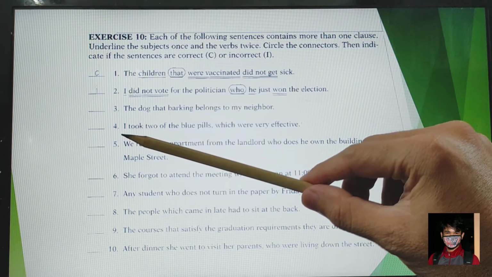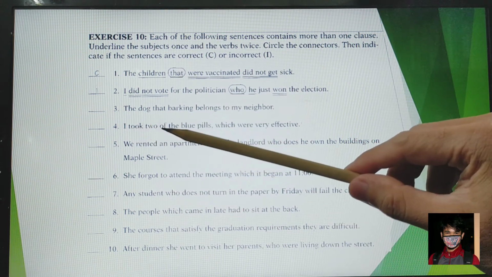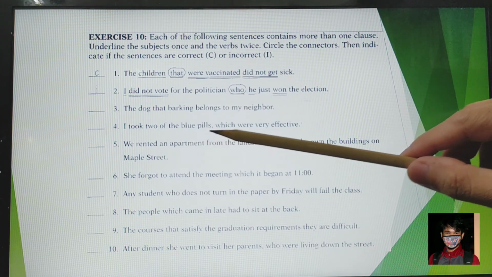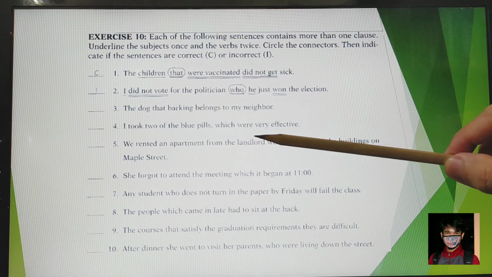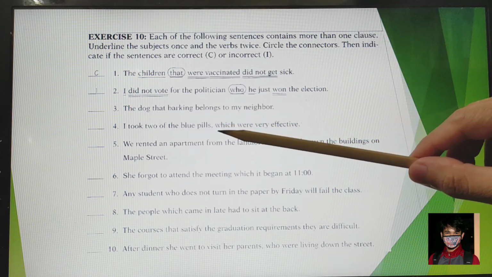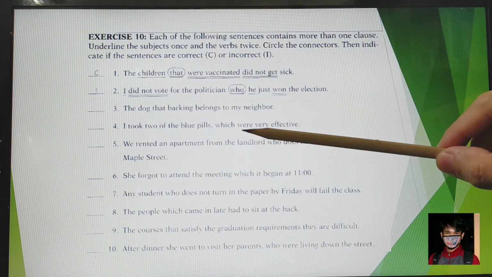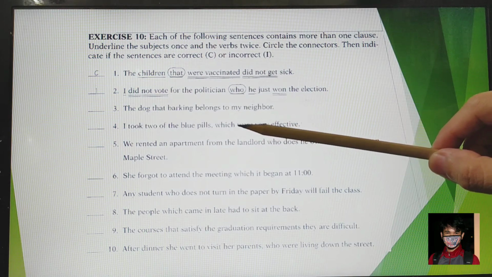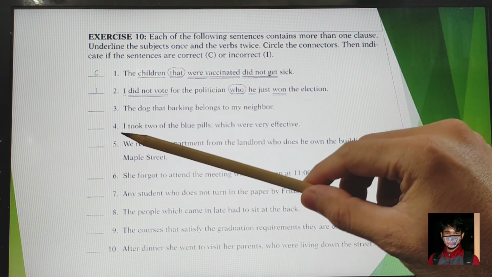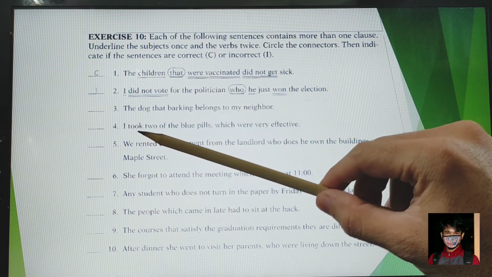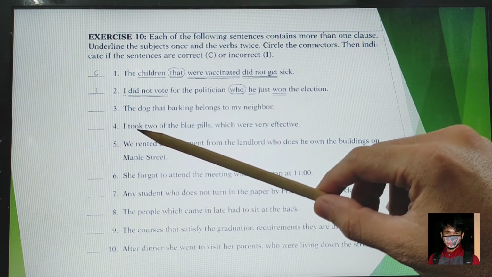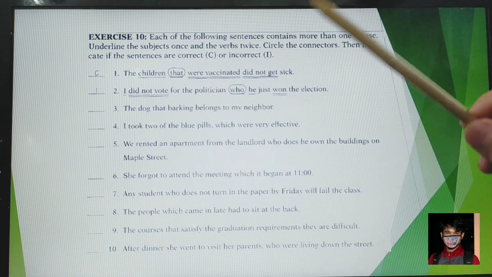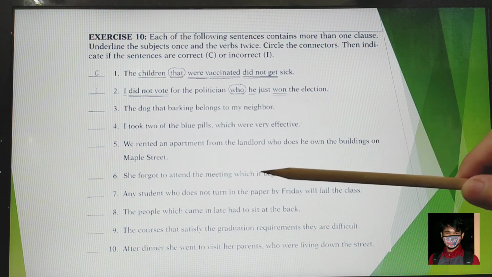Okay, next, go to number 4. Number 4 we have, I took 2 of the blue pills which were very effective. So we could identify that it is an adjective clause connector followed with a to be. But the question is, is it correct or incorrect? We have the main subject and also the main verb here. Yes, the sentence is correct.